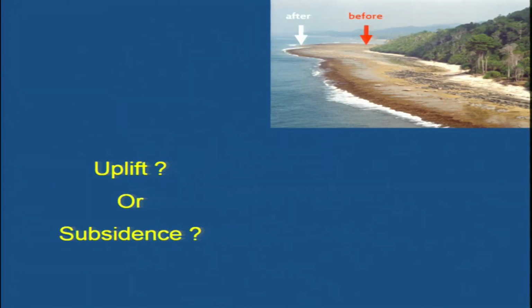Similarly, tell me, in this image, is there uplift or subsidence? So you can see here that the fresh sand is at the base of this island. So it represents that the shoreline must have been there before the event. Now the shoreline has moved towards the sea. So now this is the present shoreline after the event. So it indicates that this island was uplifted.